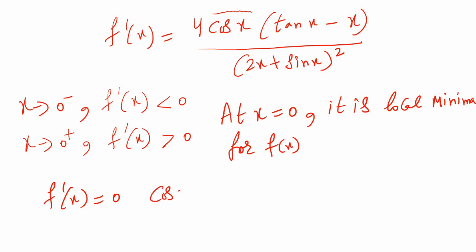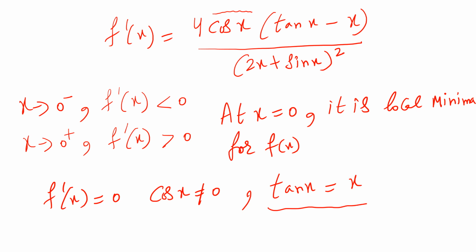Only tan x equal to x is possible. Why? Because when we put cos x equal to 0, then sin x will become equal to 1. So clearly, the numerator of f dash x does not become 0, because originally the numerator of f dash x was 4 times inside the bracket sin x minus x cos x, which does not become 0 when we put cos x equal to 0. So this is not possible. So clearly, all the points of local maxima or local minima for the function f of x will be given by the roots of tan x equal to x.